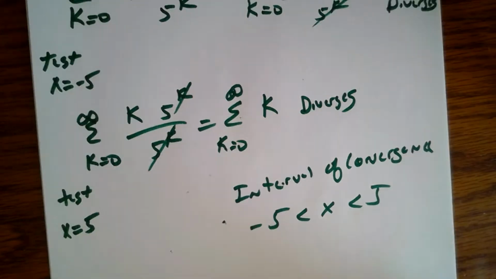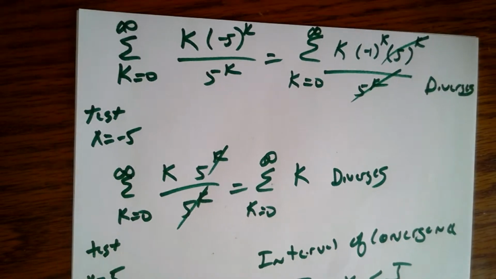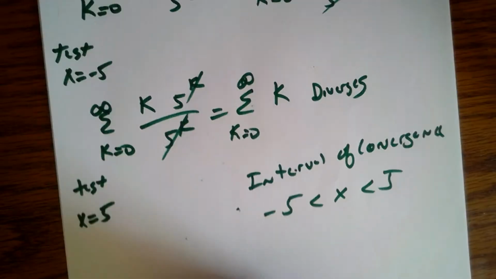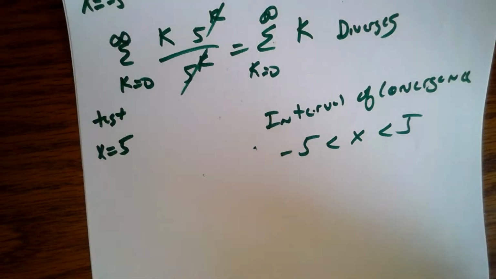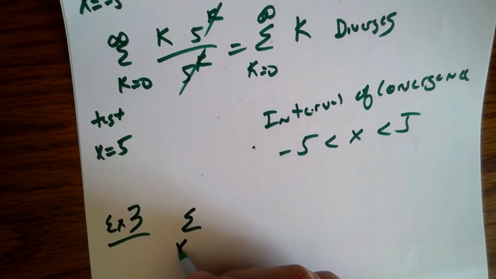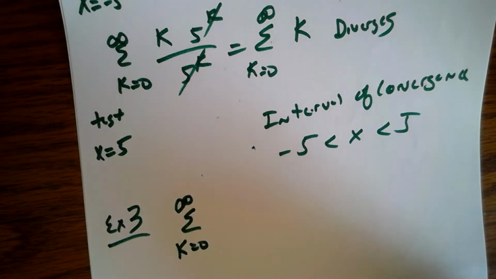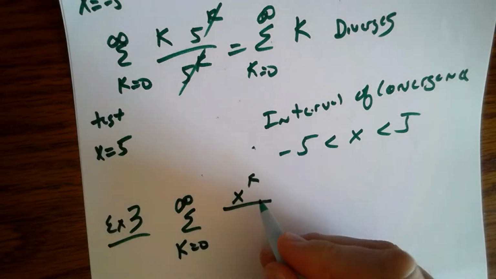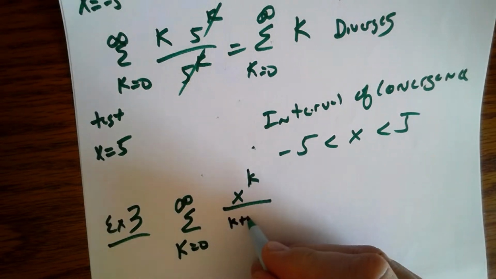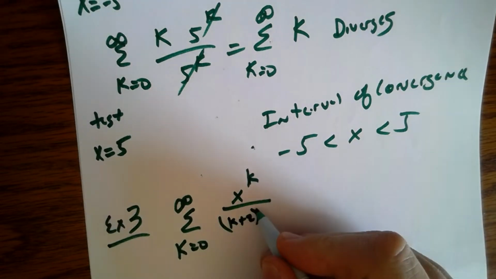All right, you can have some home board space. Let me find a good one. I think we haven't done one that, yeah, let's do this one. Example, I think this is our third example. We're going to work on this. So let's go the sum from k equals 0 to infinity of x to the k over (k plus 2) to the 2k power.